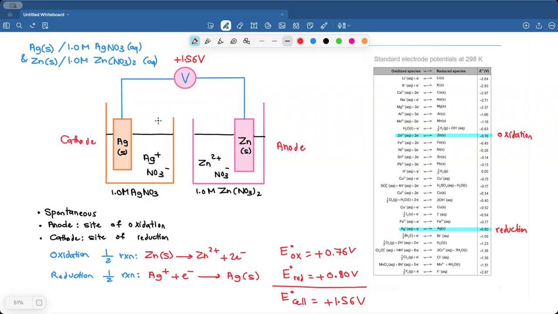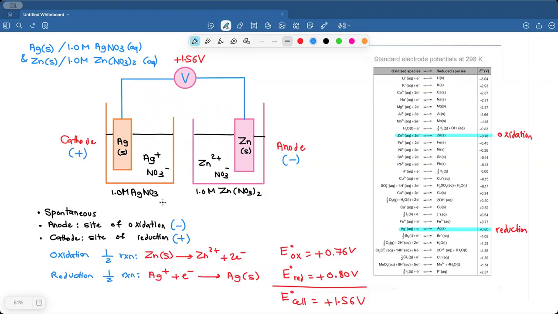Now, the signs of the anode and cathode are important. For voltaic cells, the anode always has a negative charge and the cathode always has a positive charge. So I can put the negative over here, the positive over here. When you look at an AA or AAA battery, you've always seen the positive and negative signs on it, which shows the anode and cathode. Basically, you can tell which side is the anode and which side is the cathode.